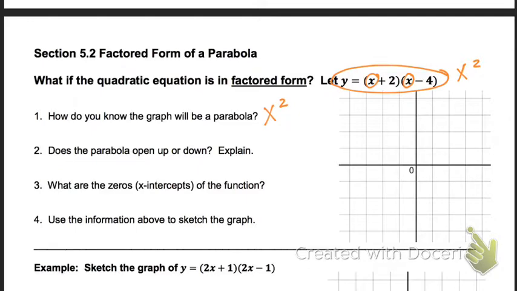Does the parabola open up or down? What do we think? I think it opens down because there's a negative. It might be up, because the x squared is positive. Positive x squared, and imagine that there's an imaginary 1 in front. It's positive, so it opens up. If there were a negative out in front, that would make it point down.